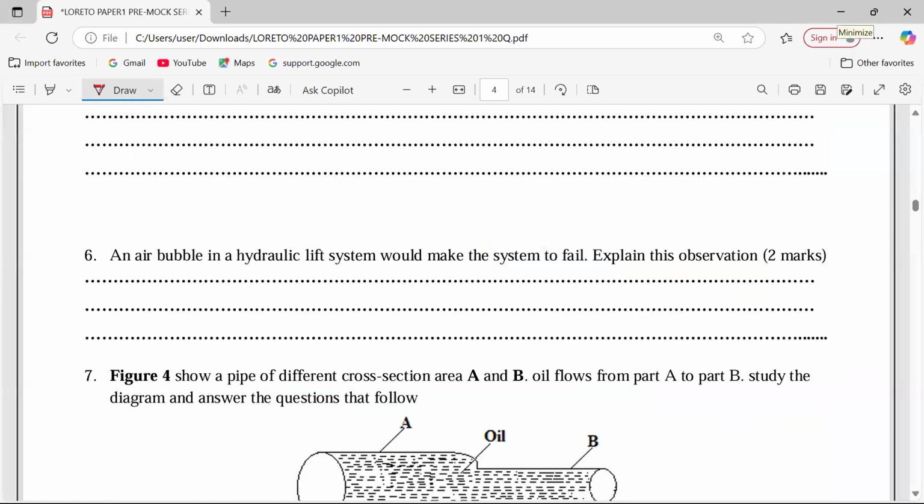An air bubble in a hydraulic lift system would make the system fail. Explain this observation. Remember, this is a Book One work. You were told that one of the characteristics of a hydraulic system is that hydraulic systems use fluids, and air is a fluid, but there are characteristics of the fluid to fit in a hydraulic lift system. Therefore, this fluid chosen is supposed to be incompressible.